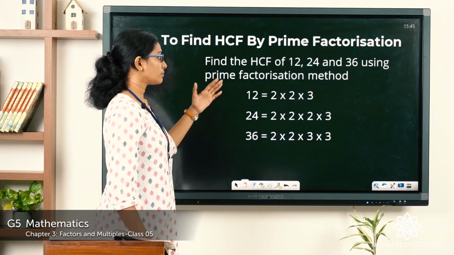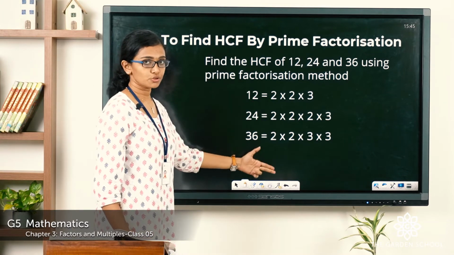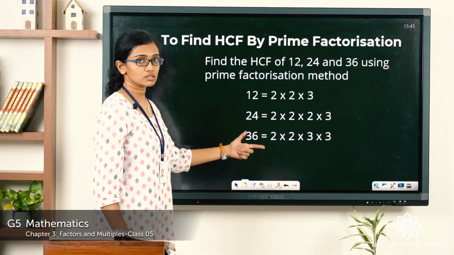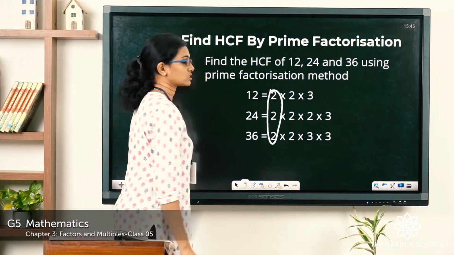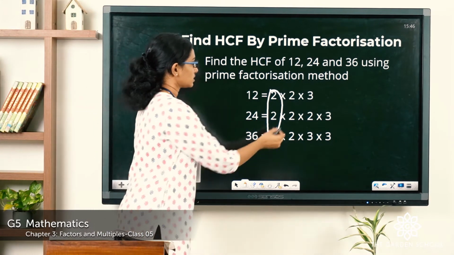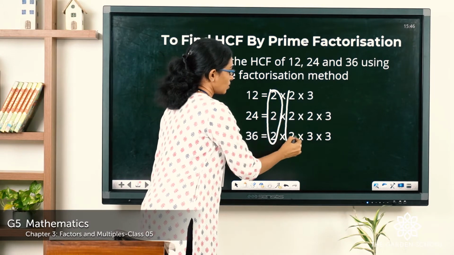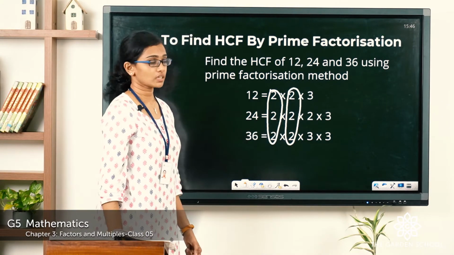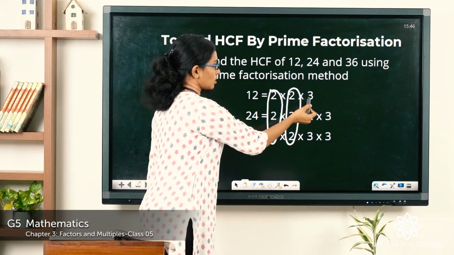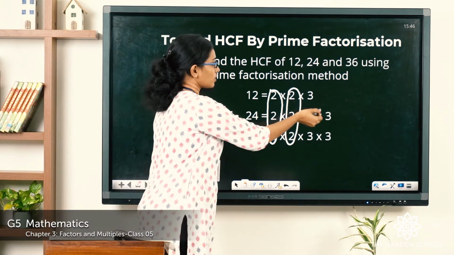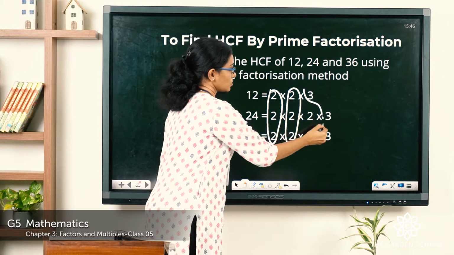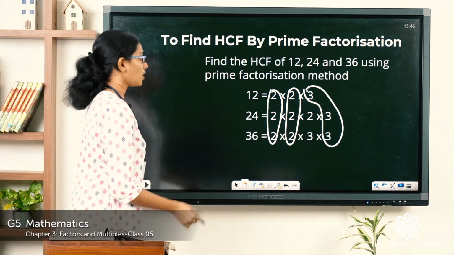Now do you see some factors which are common to all these three numbers? Yes, we have 2 that is common to all these three numbers, and this 2 is also common to all these three numbers. And what about this 2? It's not common to 12 and 36. It's only in 24. So what about this 3? Yes, this 3 is also common in all these three numbers.